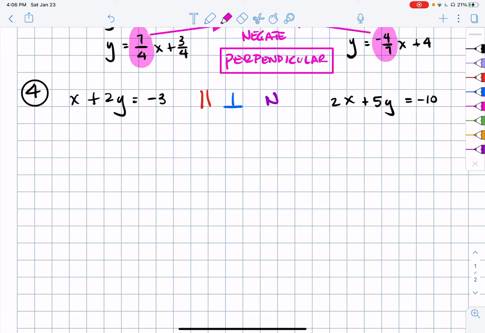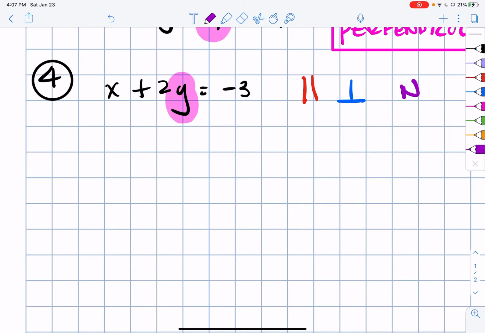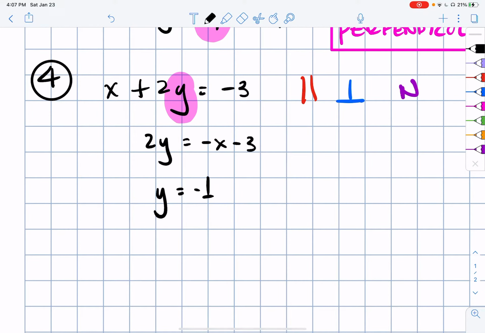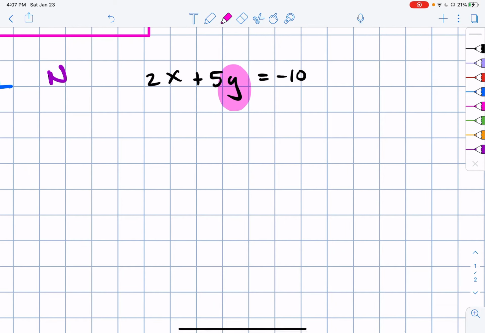Same thing. I'm going to get y by itself. Let's deal with this one first. Bring the x over to the other side. I have 2y is equal to negative x minus 3. Divide by 2, negative 1/2 x minus 3/2. So there's my slope right there. And over here, same thing. I want to get y by itself, so I got to subtract the 2x over. So I have 5y is equal to negative 2x minus 10. Divide by 5.